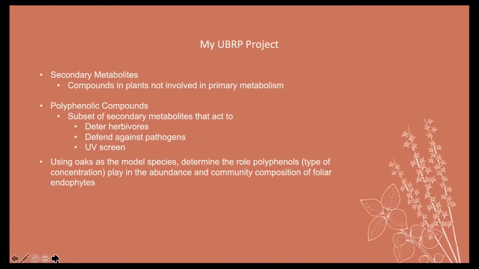That brings me to my UBERT project. I focused on how leaf chemistry influences the microbial communities that we see in oak leaves. Plants produce something called secondary metabolites, which are compounds that aren't involved in primary metabolism. That means they are accomplishing other things for the plants besides just staying alive. The specific secondary metabolites that I study are polyphenolic compounds, which have been shown to do a lot of different things: they deter herbivores, defend against pathogens, and defend against UV.